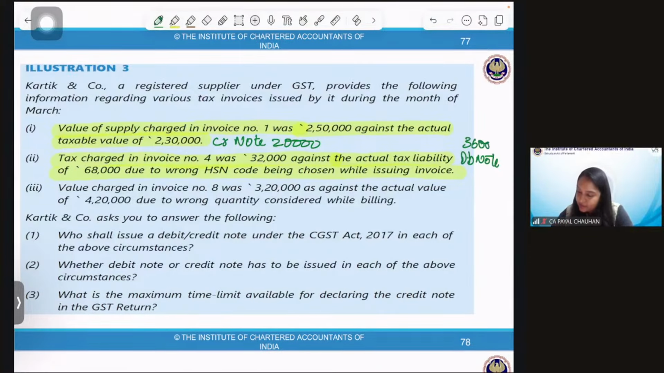Now, next. Value charged in the invoice number 8 was 3,20,000 as against the actual value of 4,20,000 due to wrong quantity considered while billing. We have debit note now, right? The value charged in the invoice, I charged only 3,20,000, whereas the actual value was 4,20,000. Yes, I need to issue a debit note, and for rupees 1 lakh.